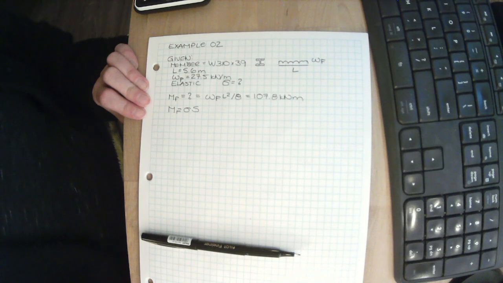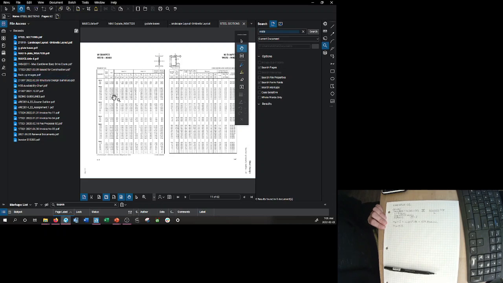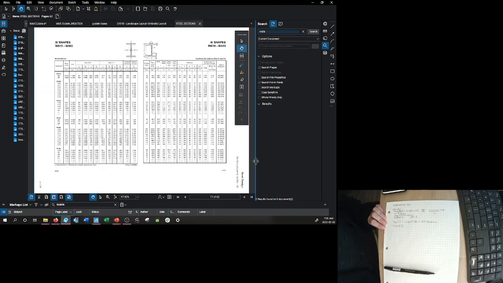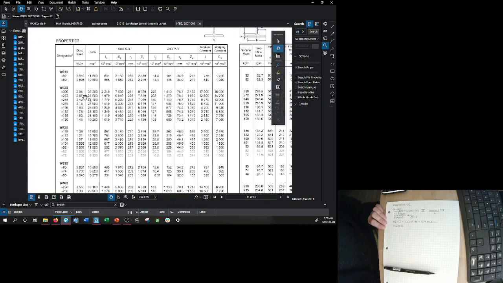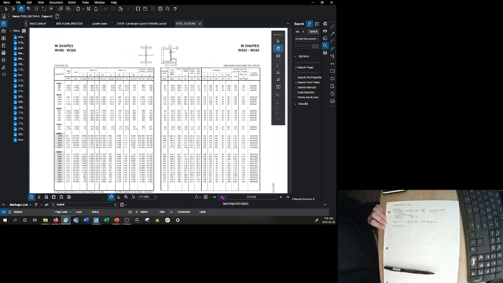So let's take a look at, I'm going to go to my PDF of steel sections, and we're going to open that up. We could calculate it, we could go to the one that lets us calculate it, or we could be lazy and just look I up directly. Let's scroll in on this. So look, we've got our designations here. We've got I, Z, and S. We've been told we have a W310 by 39, so that's not the right page.